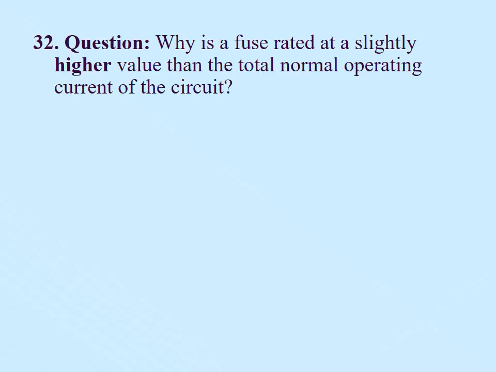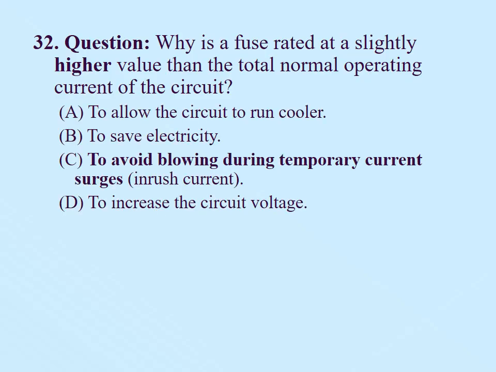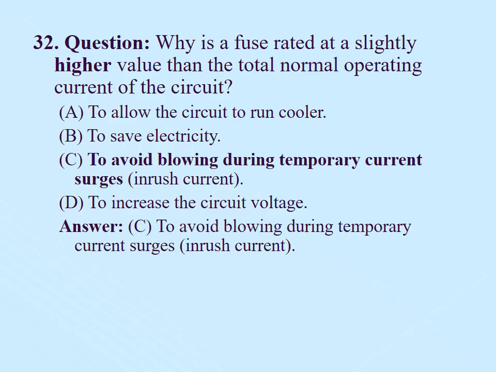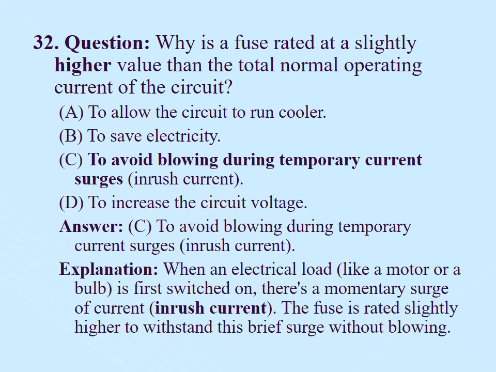Why is a fuse rated at a slightly higher value than the total normal operating current of the circuit? Option A, to allow the circuit to run cooler. Option B, to save electricity. Option C, to avoid blowing during temporary current surge. Option D, to increase the circuit voltage. Answer is option C, to avoid blowing during temporary current surge.